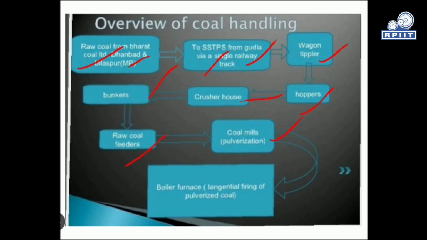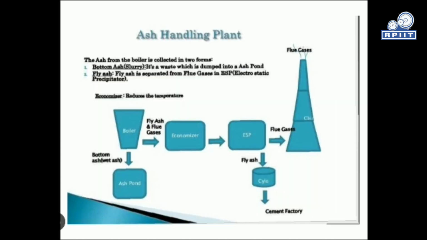So in the ash handling plant, the ash from the boiler is collected in two forms basically. The first one is the bottom ash slurry, and the other one is fly ash. The bottom ash slurry is the waste which is dumped into the ash pond, and the fly ash is separated from the flue gases using the ESP, that is, electrostatic precipitators. So we'll understand this using this diagram.